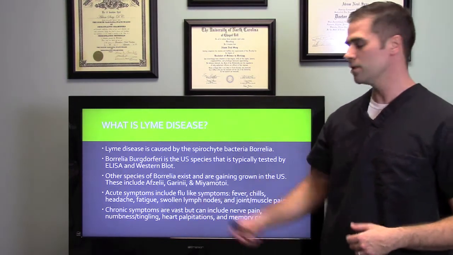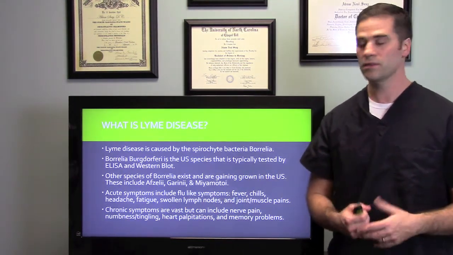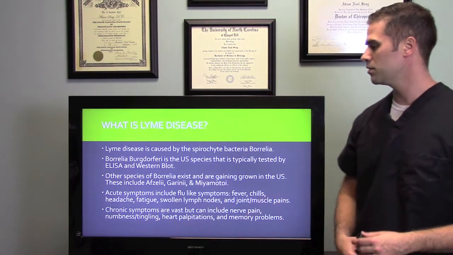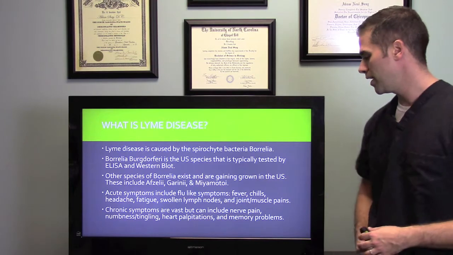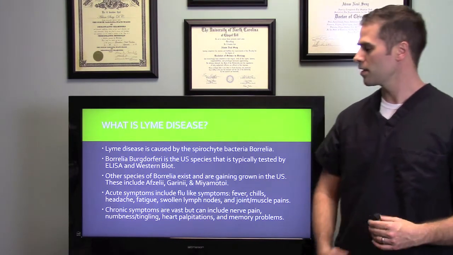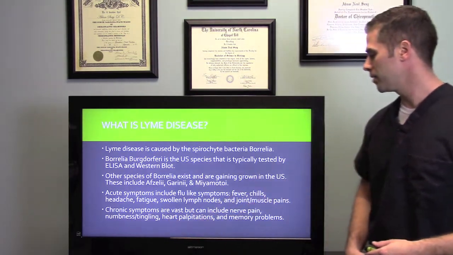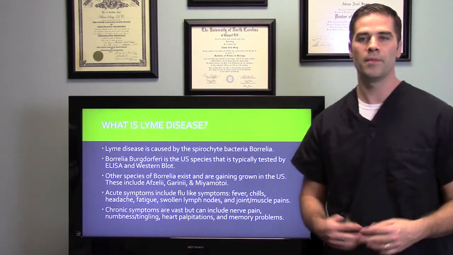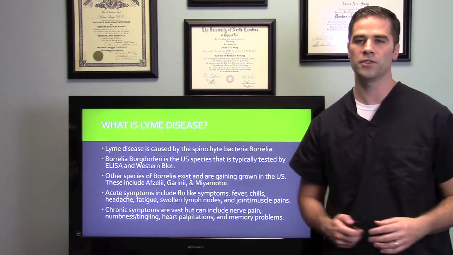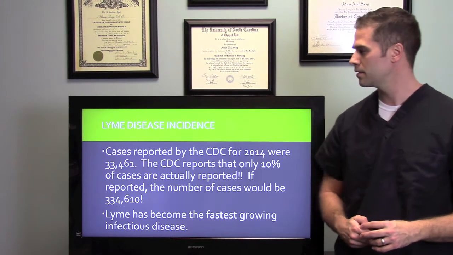Acute symptoms can include flu-like symptoms where you're going to have fever, chills, headache, fatigue. You can even get swollen lymph nodes and joint and muscle pains. Chronic symptoms are vast but include nerve pain, numbness, tingling, heart palpitations, and memory problems. So there's a whole host of issues that can show up as a result of this.